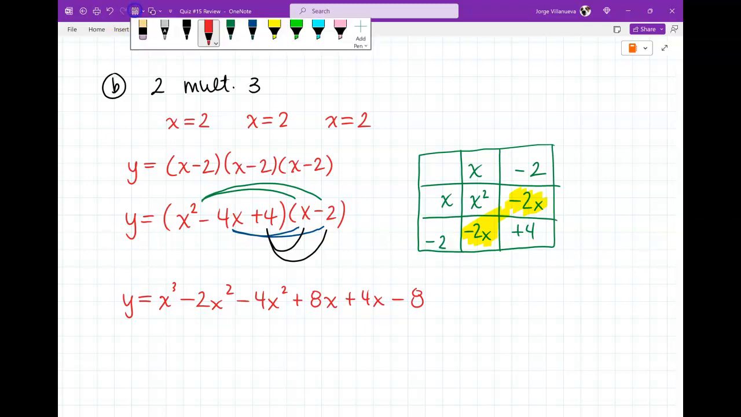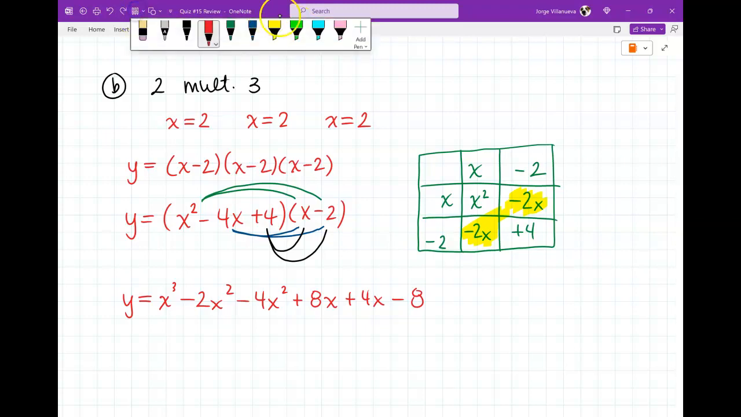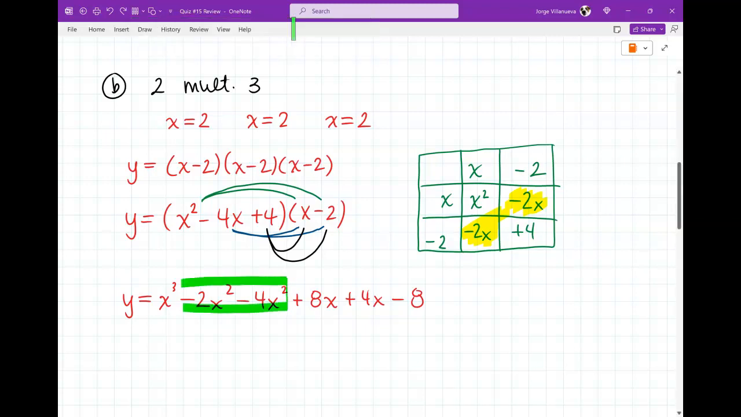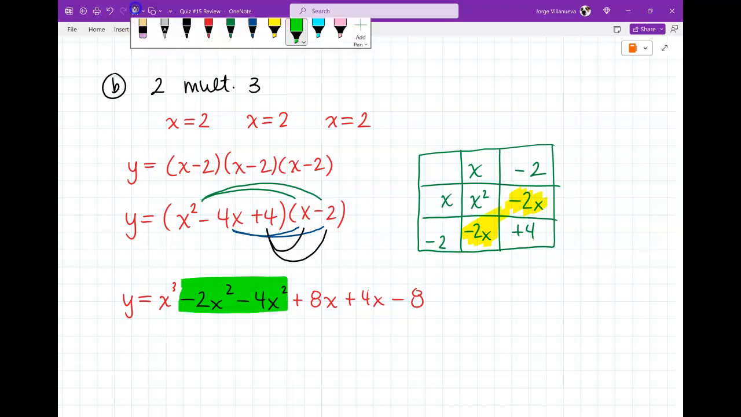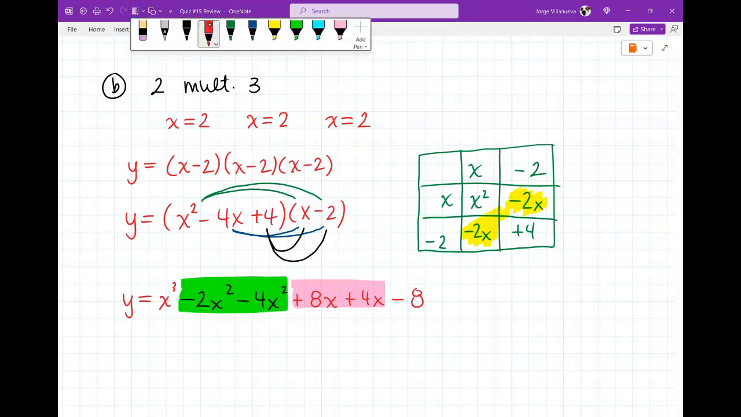So I'm going to get my like terms. I'll highlight them for us. These right, whoops, that was not a highlighter. So this right here, these are like terms. Okay, those two. And then these right here are like terms as well. Okay, so once we combine those, we're done.